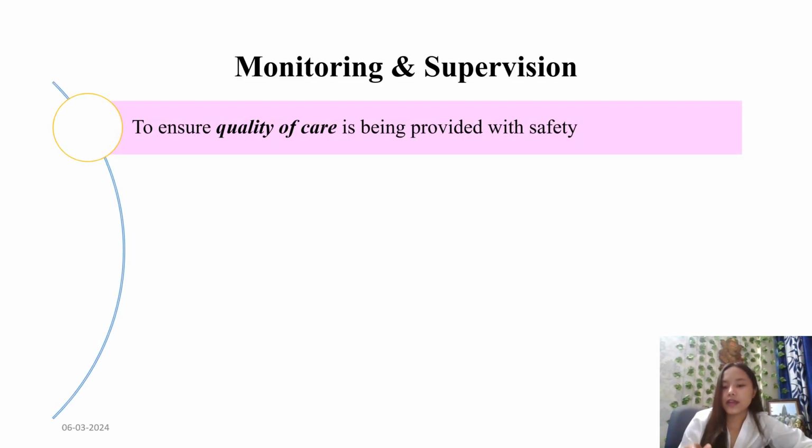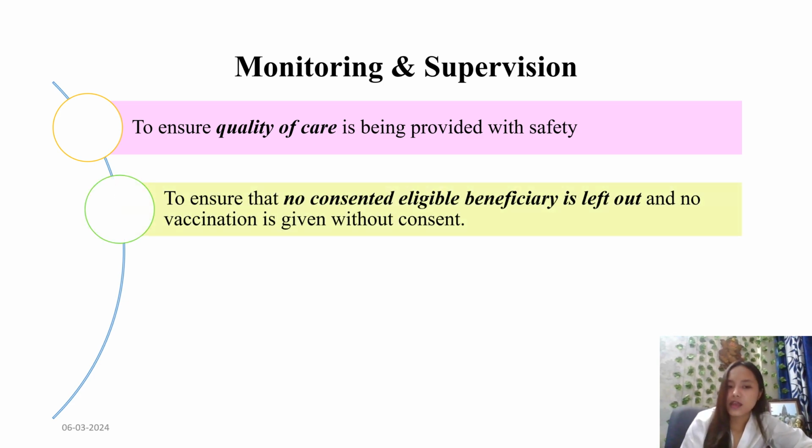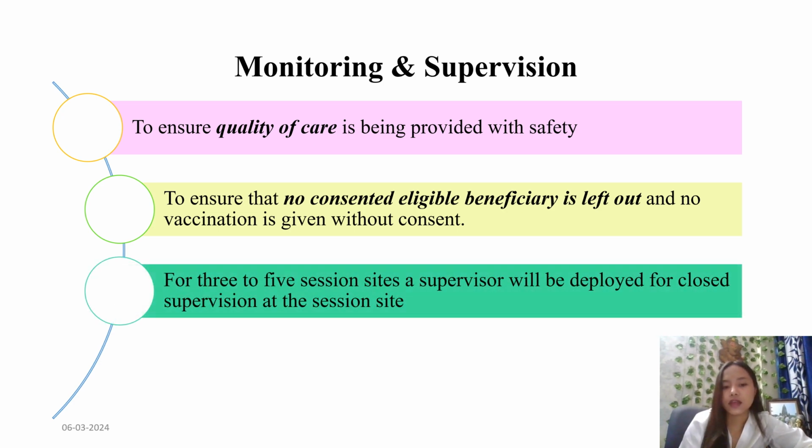And now coming to the end, we will see why we need monitoring and supervision, and what will be the role of monitoring and supervision in this campaign. Monitoring and supervision is needed, first, to ensure quality of care is being provided with safety. Second, to ensure that no consented eligible beneficiary is left out and no vaccination is given without consent.